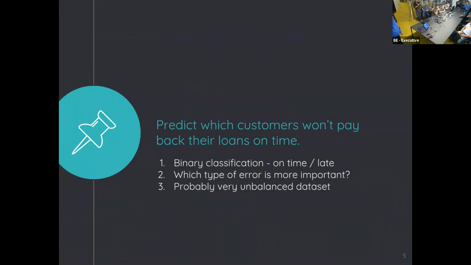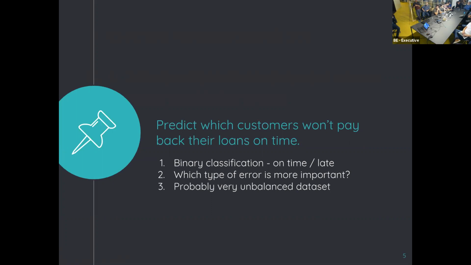So the problem that we have on hand right now is we're trying to predict, using a data set about loans, and we're going to have information about the loans themselves and the people that take the loans. We're trying to predict which customers won't pay back the loans on time. So which are going to be late, which are going to be on time. This is, as you can guess, a binary classification. Our target variable, the thing that we try to predict, is just going to be whether it's on time or if it's late.